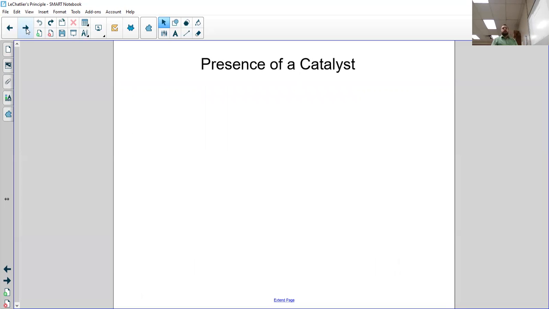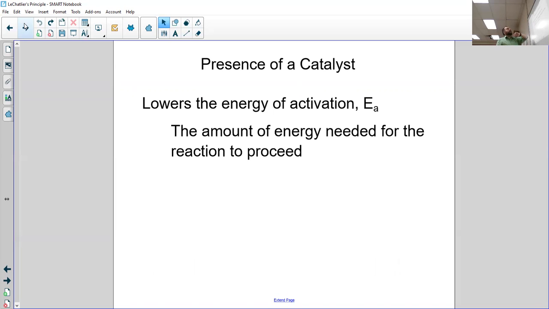Last stress that we're talking about is the presence of a catalyst. Remember, catalyst is speeding up the reaction, but it's not going to be consumed by the reaction. A catalyst is going to lower the energy of activation. So E sub A, what is E sub A? It's the amount of energy needed for the reaction to proceed. So it's for it to start somewhat spontaneously.